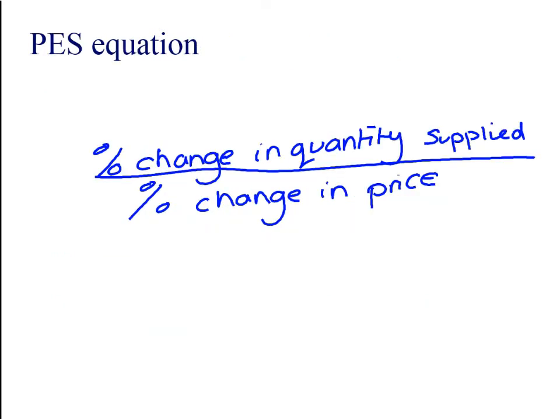Okay, here's the PES equation for you. Percentage change in the quantity supplied over percentage change in the price. Make sure you get them the right way around. Most common mistake is students inverting them, so putting the price on the top. So remember, money is always the bottom line, put it on the bottom, but make sure that you know that it's PES, it's not PED, it's PES, so it's quantity supplied.